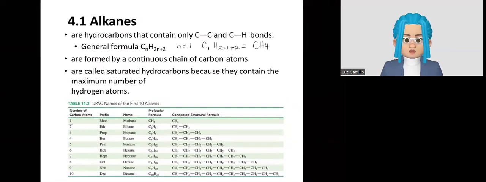These alkane molecules are formed by a continuous chain of carbon atoms. In general, alkanes are known as saturated hydrocarbons because they contain the maximum number of hydrogen atoms that you can have for specifically a carbon atom.